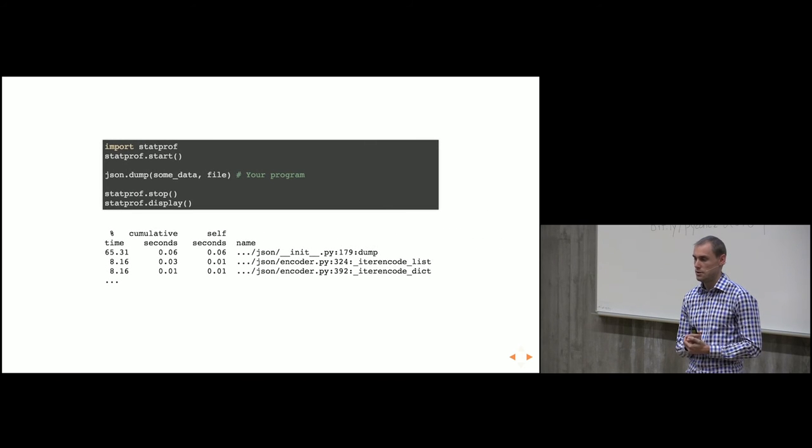This is an example of how you use StatProf. So you enable it, then you run your program for however long you want. This example just runs JSON dump, but there could be a 20,000 line program in between there, running for an hour before you stop the profiler and display the results. And you can see the output. It's not as detailed as cProfile. It basically tells you the percentage of time that each of the functions spent on top of the stack. But that is very useful for optimization because it really points out the culprits that happen to be executed most frequently.